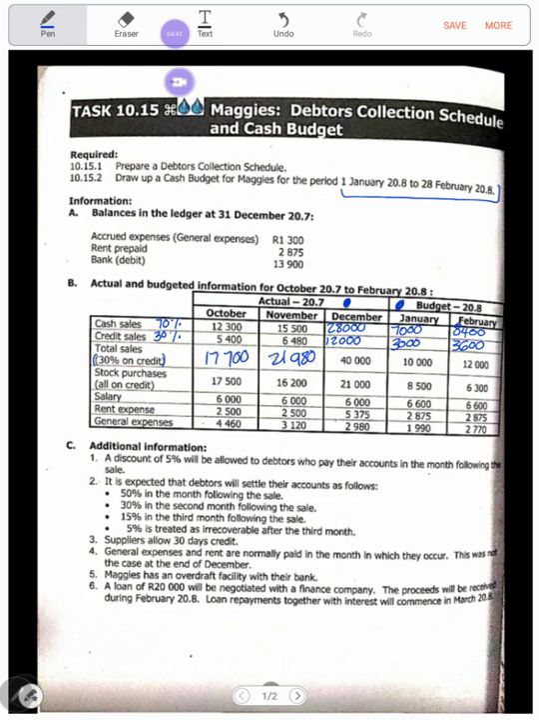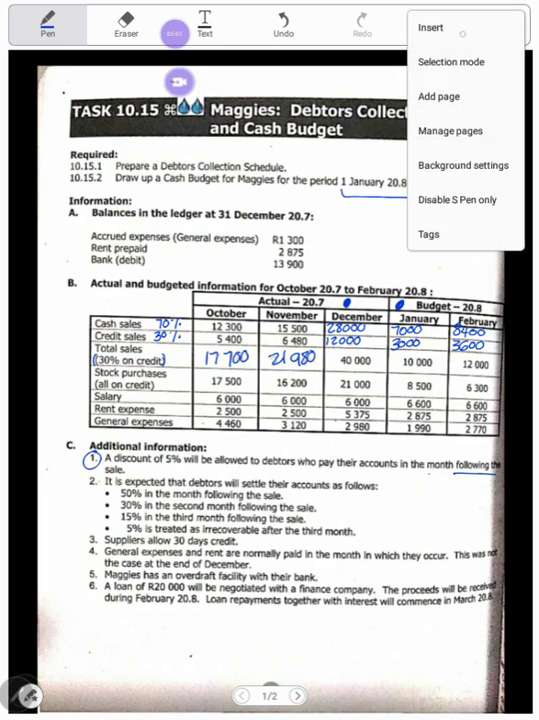Remember, debtors collection is the amount of money that you will be collecting from your debtors within the particular months. So we have additional information, and number 1 says a discount of 5% will be allowed to debtors who pay their accounts in the month following the sale. So now the month following the sale means 1 month later.